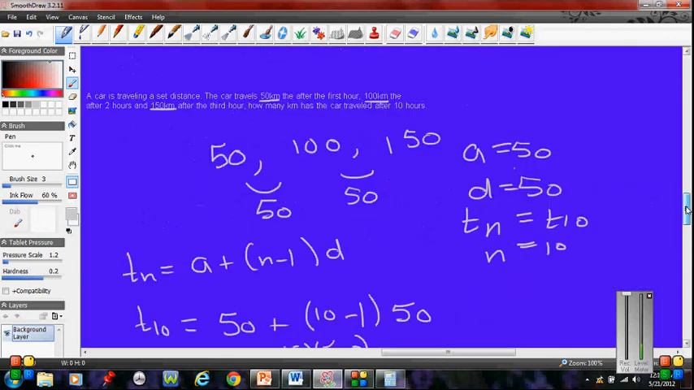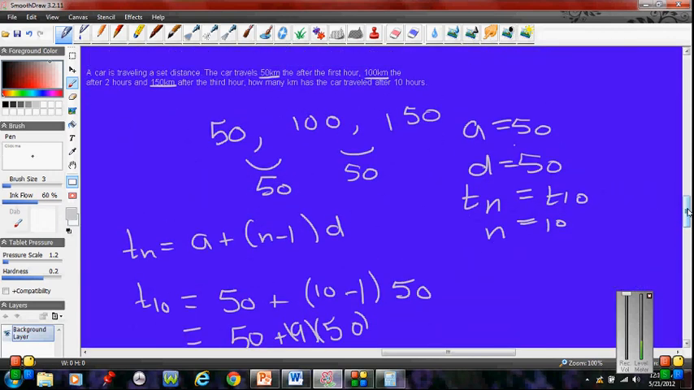Here, the mistake that we made was actually right in the question. If we look at the question, it says the car travels 50 kilometers right here after the first hour. What that means is that the car has traveled 50 kilometers at the beginning of the second hour. Therefore, the second value, T2, is equal to 50, not T1 is equal to 50. So this is wrong, and this is right.